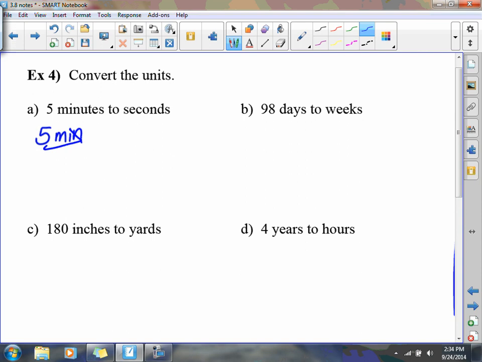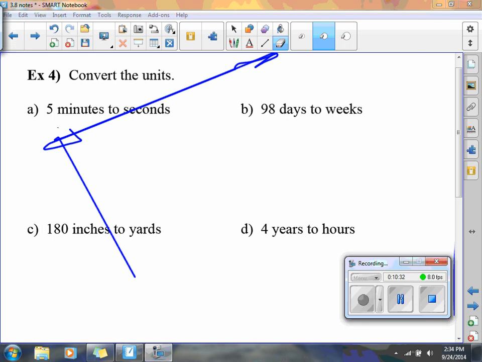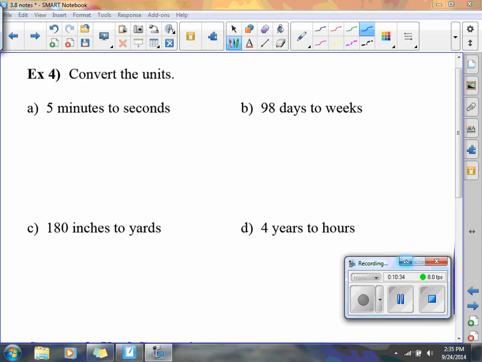And I don't know why it's making that extra little line. Whoa, what is going on there? And now that won't erase. Yikes. Okay, let's try this again.